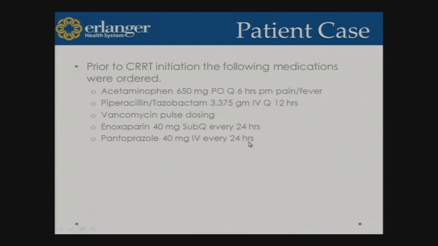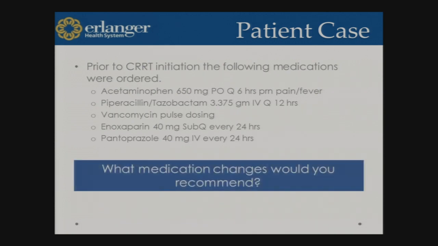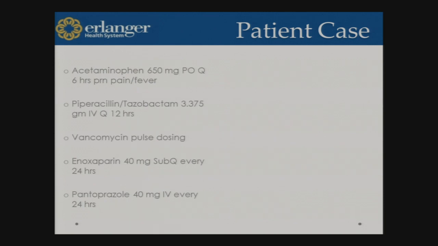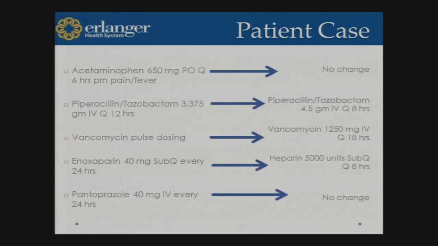So prior to CRRT initiation, the following medications were ordered for the patient. She's got Tylenol, Zosyn, vancomycin pulse dosing, Lovenox, and Protonix. So you as a pharmacist need to adjust your medications now. So how are you guys going to do that? Do you want to adjust the Tylenol? No. What about the Zosyn? Yeah. We'll change Zosyn to 4.5 grams Q8 hours.